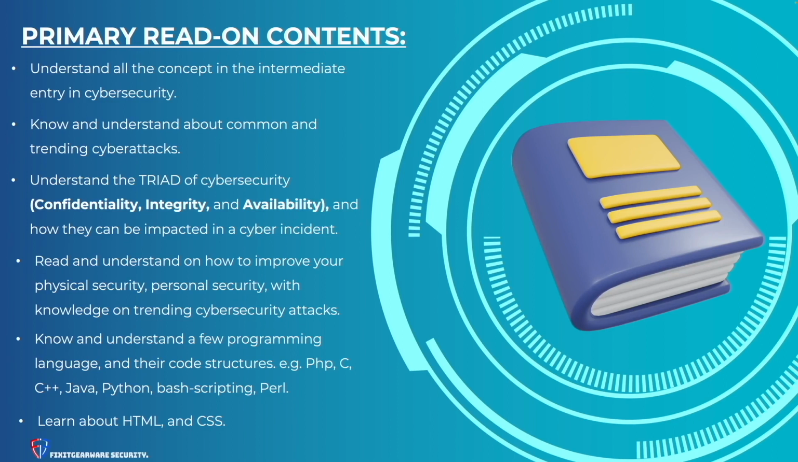Understand the triad of cybersecurity, which is confidentiality, integrity, and availability, and how they can be impacted in a cybersecurity incident. So, given an example, let's say an organization was involved in a cybersecurity incident that resulted in the server not being available upon request. We can say in this situation, the availability arm of the cybersecurity triad has been impacted.